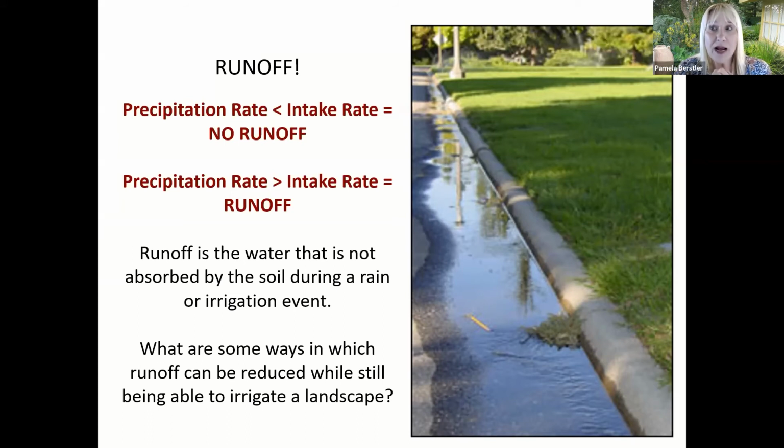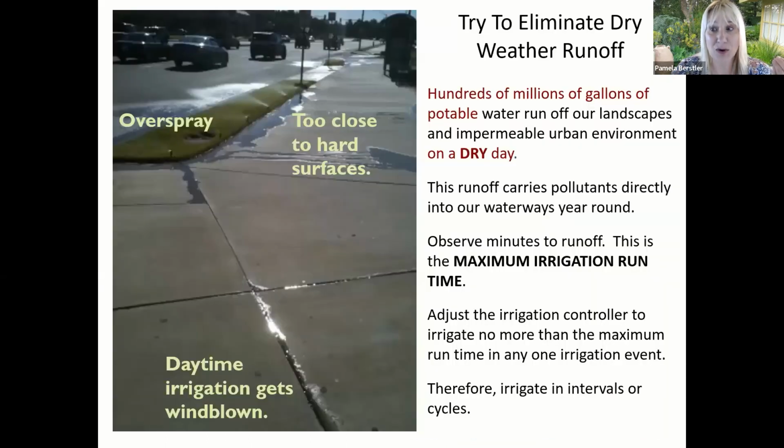So we want to figure out, how do we take our total irrigation runtime and make it so that the soil could absorb the water, and so we are actually applying that water to the landscape. And this is called cycling and soaking. I want to just mention that dry weather runoff is a major pollutant. This is a really, really, really big deal.